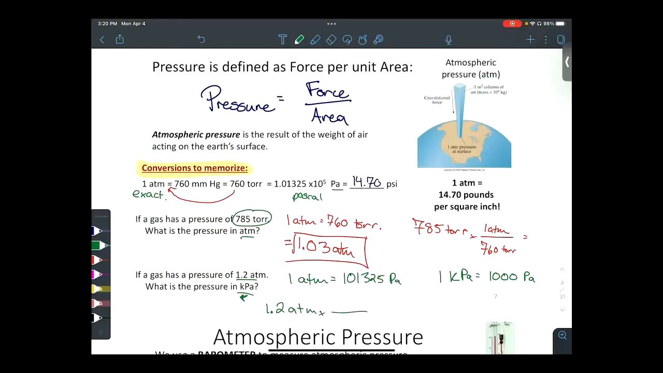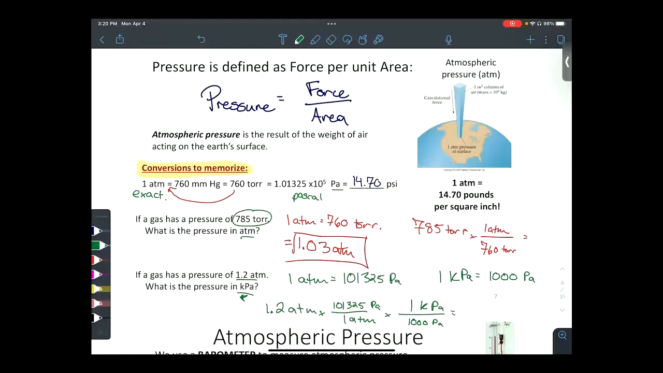I will put the 101,325 up top, 1 ATM on bottom, and then the kilopascal part. So 1,000 pascals goes on the bottom here, and 1 kilopascal goes up top there. All right, so then I like to do everything in one line on my calculator.